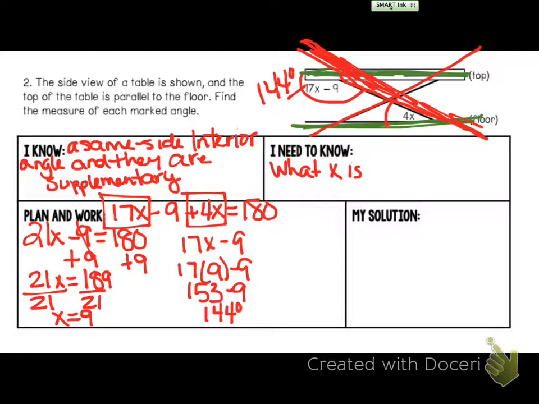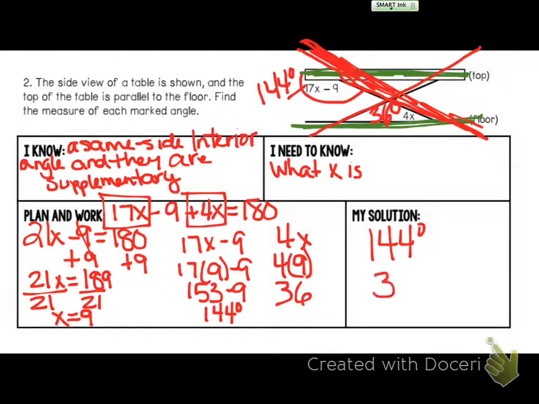So now I need to find the other angle that says 4x. So 4 times x is what? I have to put 9 in for x. So 4 times 9 is 36. So this angle right here is 36 degrees. So I have 144 and 36. Somebody add 144 and 36, so what do you get? 180. Okay?